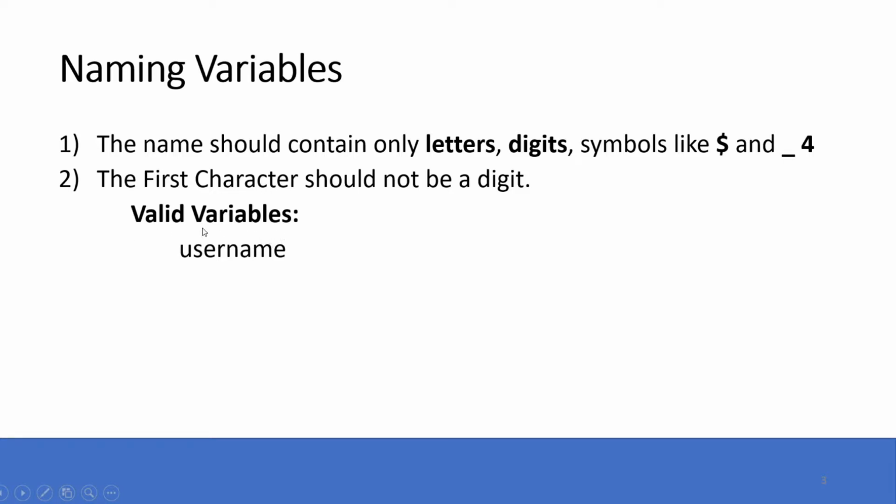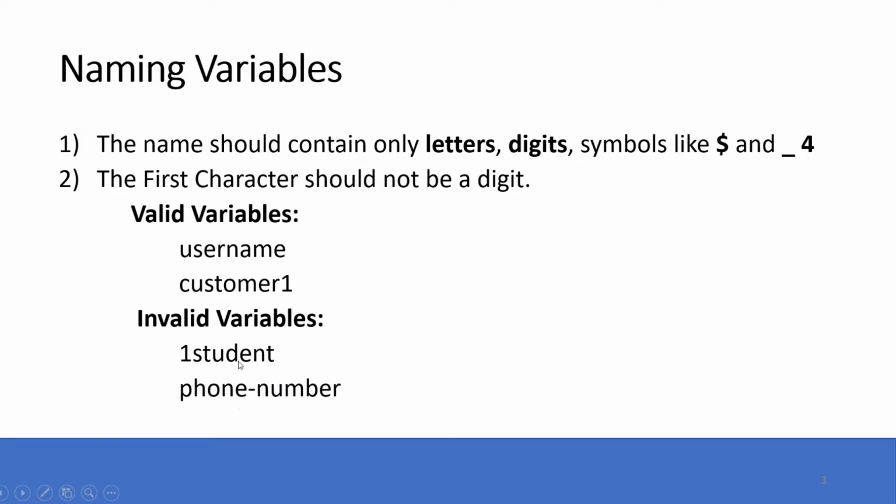So let us see some valid variables. This is valid and this is also valid. Let us see some invalid variables. So this is invalid because, according to this particular rule, it should not start with a digit, and it should not contain any symbols other than these two, dollar and underscore. It contains a dash, which is not a proper name. It could contain this underscore, but since it contains a dash, it is not a proper variable.